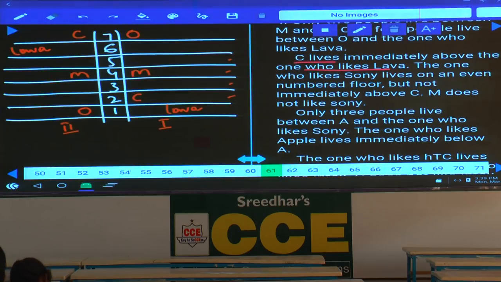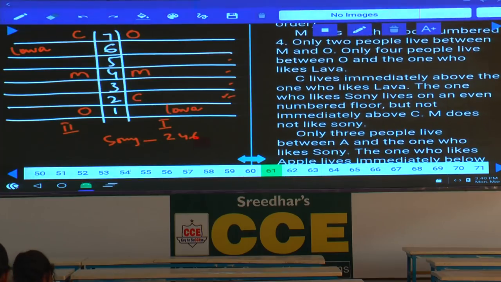She lives immediately above the one who likes Lava. And the one who likes Sony lives on an even number floor, but not immediately above C. Now the one who likes Sony lives on an even number floor. Hence, in the first case, Sony can be either on the second, fourth, or sixth, isn't it? Then tell me, what are the different possibilities we can have for this one? Sony can be either on the second floor, fourth floor, or sixth floor, isn't it? Done with this?